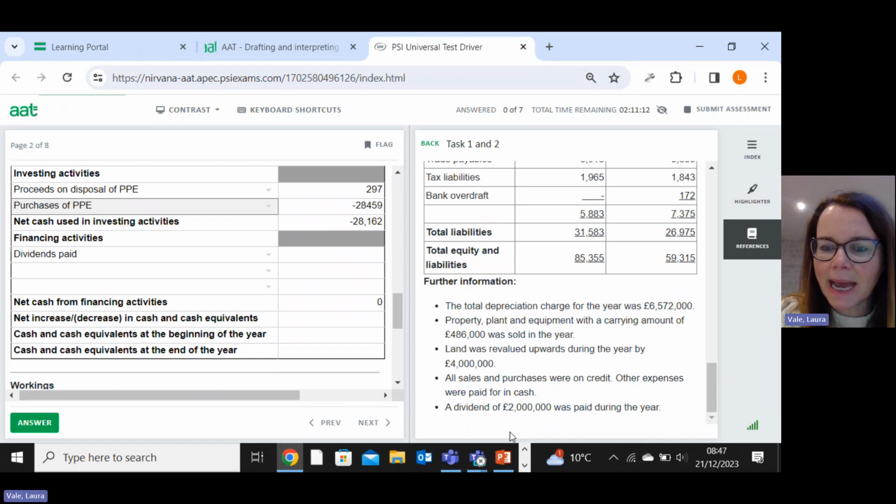Right, so dividends paid, they've told me here at the bottom of the further information. So 2,000, I'm talking in thousands because obviously I'm just knocking off those zeros. That's been paid, so it needs a minus sign.